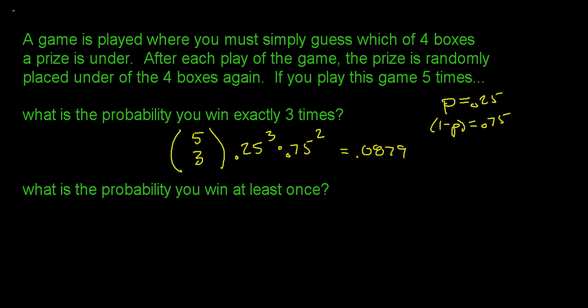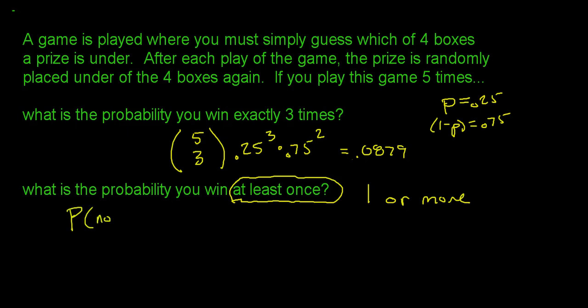All right, what is the probability you win at least once? This is a tricky question. A lot of kids mess up. At least once means 1 or more. So that means you win 1 or 2 or 3 or 4 or all 5. Now that's a lot of work because I'd have to go and do what I just did for 1, 2, 3, 4, and 5. So you know it's a lot easier to solve this problem? Let's just find the probability you win none.